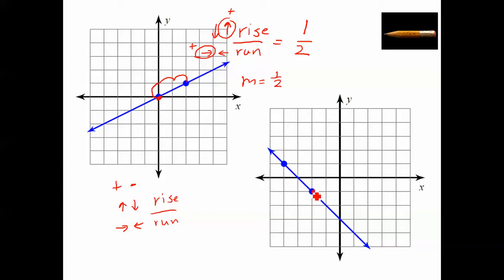So I start at a point and I move up 1, 2 to get in line with the other point. So I'm going up, that's positive. My rise is 2. Then I'm going to the left 1, 2. So the left is negative. So that becomes a negative 2. So negative 2 over 2 reduces to negative 1. So my slope is negative 1.